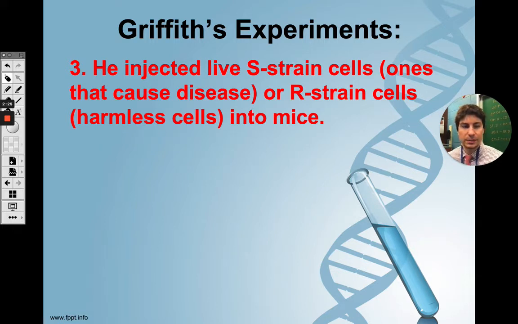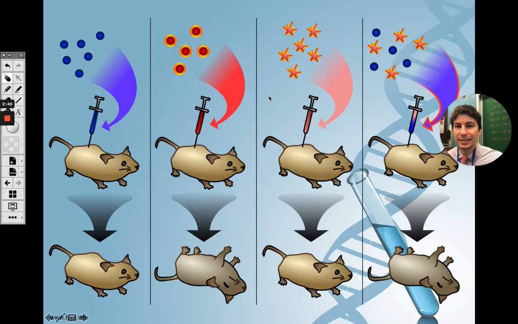So here's an easy way to think of it. S strain, S makes you sick. All right, S strain, S for sick. The R strain was the other one, and it's just normal bacteria. Nothing was bad about it. It was harmless.